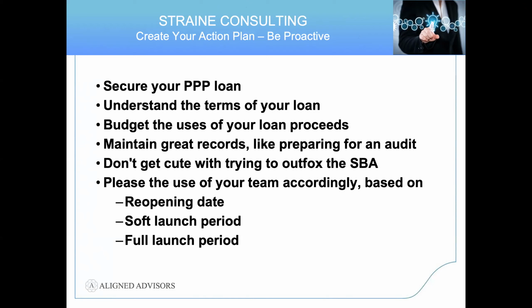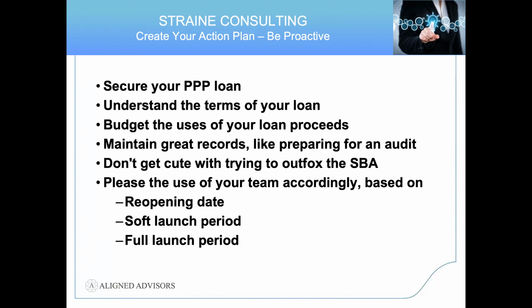You can use it for wages and corresponding soft costs on wages, rent agreement obligations, which would include common area charges on triple net leases and things like that, and taxes, insurance, interest on debt that you had incurred before February 15th that was in place, and utilities, which include telephone, rent, power, gas, etc. Maintain great records, like preparing for an IRS audit.